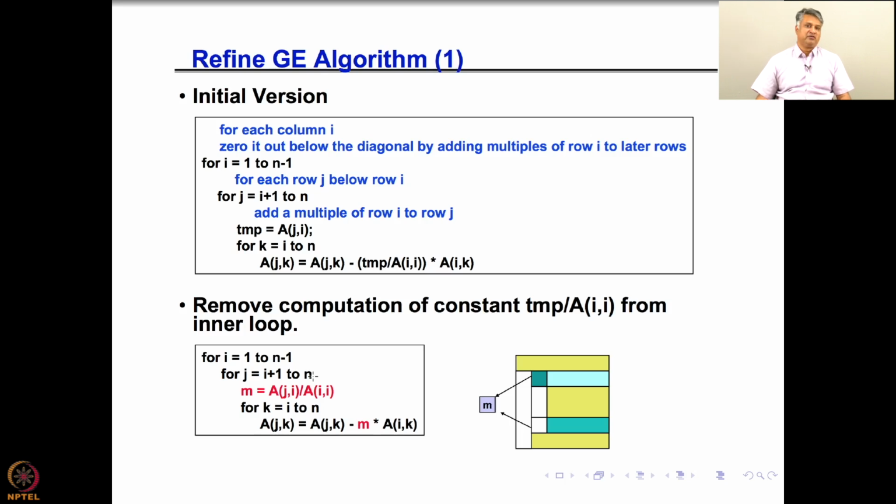Now we are trying to refine the Gauss elimination algorithm. So in this, for each column i, we can zero it out below the diagonal by adding multiples of row i to later rows. Then we can go ahead and do the loop for each row j below row i, and then add a multiple of row i to row j according to the math shown over here. I can now remove the computation of the constant temp by a i,i from the inner loop by introducing this temporary variable m, and that will now increase my efficiency.